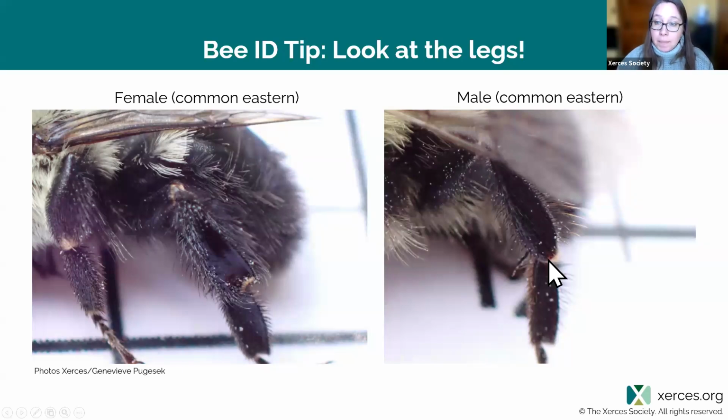If you look at a male bumblebee, they're not going to have evidence of a pollen basket at all. Their leg, that middle segment, is much rounder, especially at the bottom. It's a lot thinner.